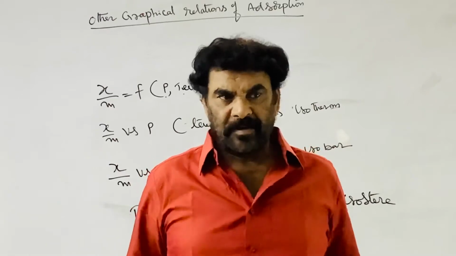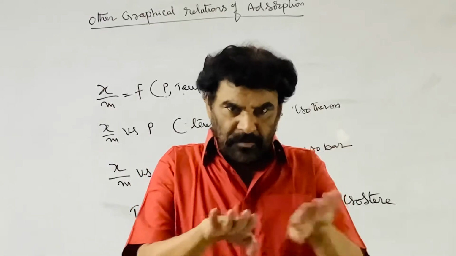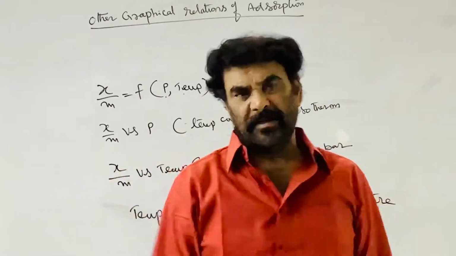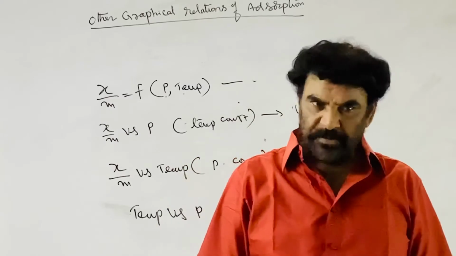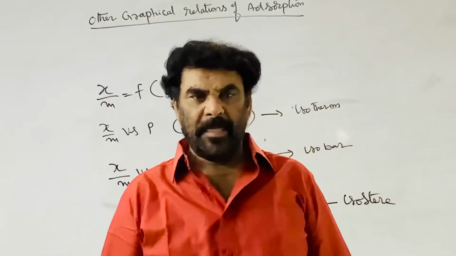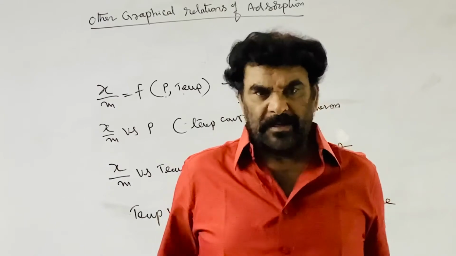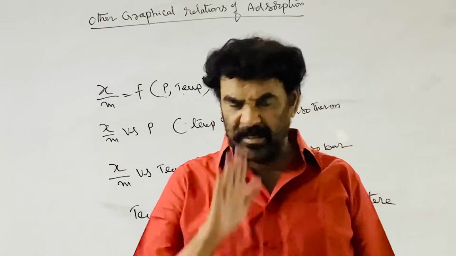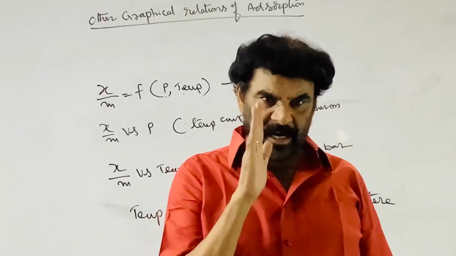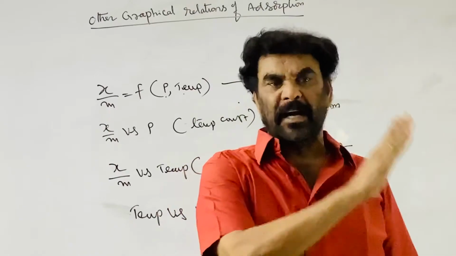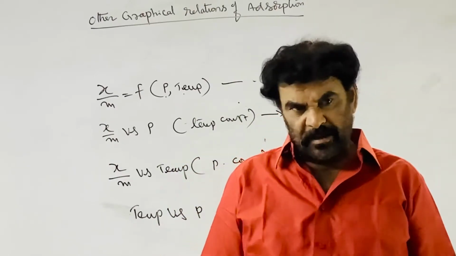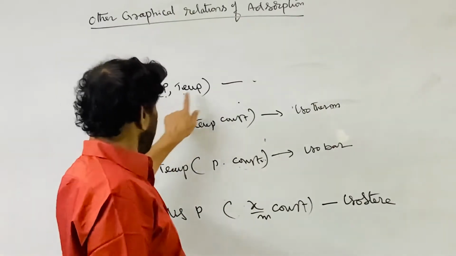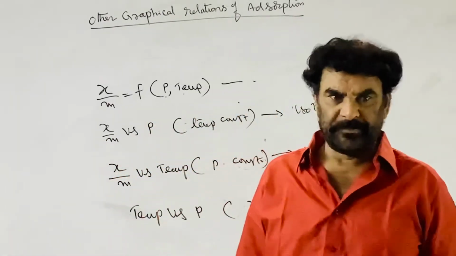I want to put the full stop to the graphical representations of the adsorption phenomena. We know that the amount of the gas adsorbed on the surface of 1 gram of the adsorbent is called the extent of adsorption, that is x by m. It depends on the temperature and pressure, that we know.